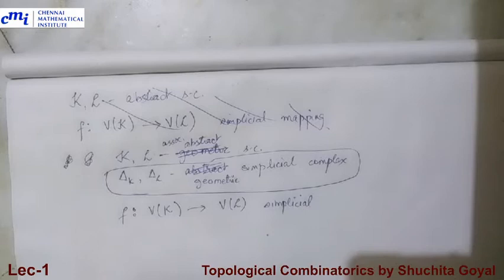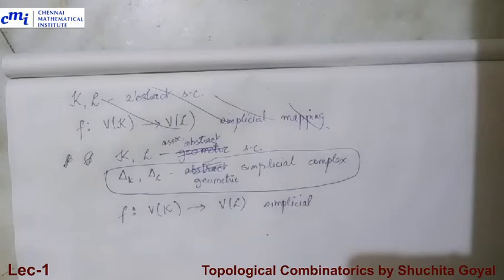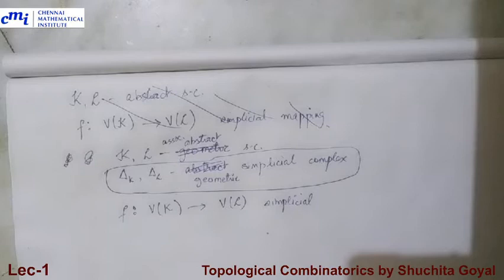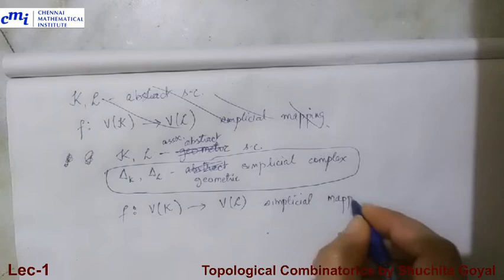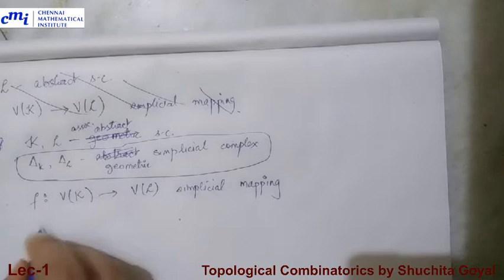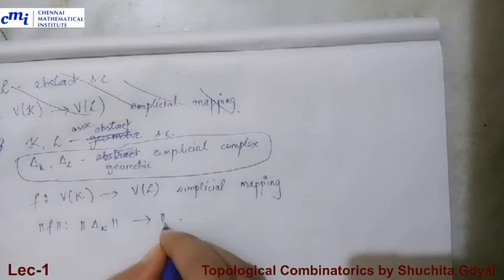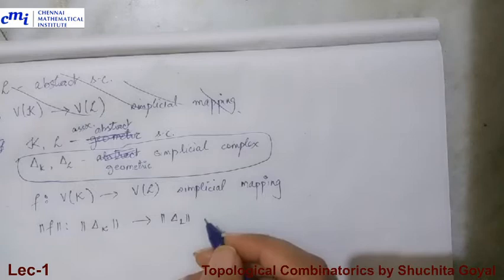We are going to see what it means to extend this particular simplicial mapping to these spaces on the topology level. Once you have geometric simplicial complexes, you also have geometric realizations. So the simplicial mapping that you start with is defined just on the vertex sets, right? Now when I have to define the extension of it, let me denote it by norm f, then this goes from the geometric realization of delta k to the geometric realization of delta l. And how do I define it? We define it using the relative integrals of the simplices.